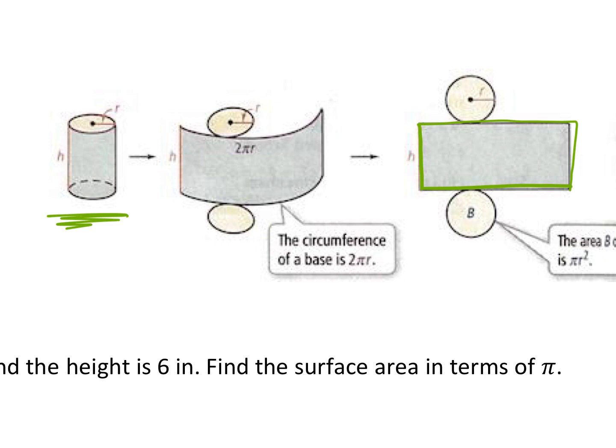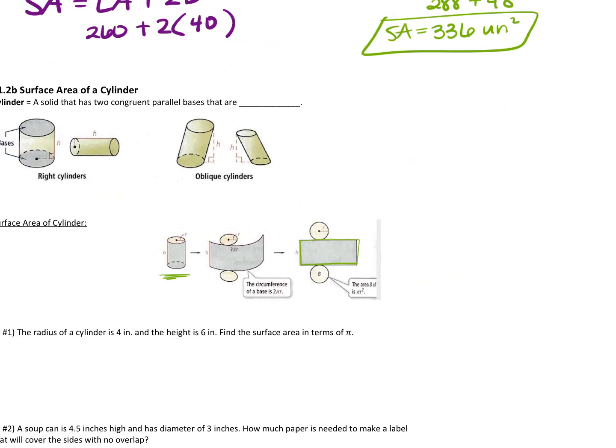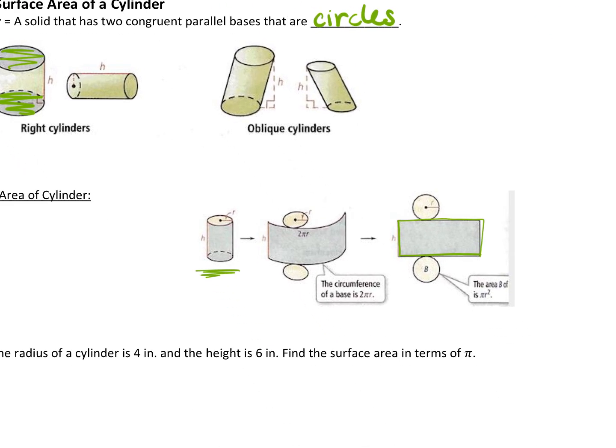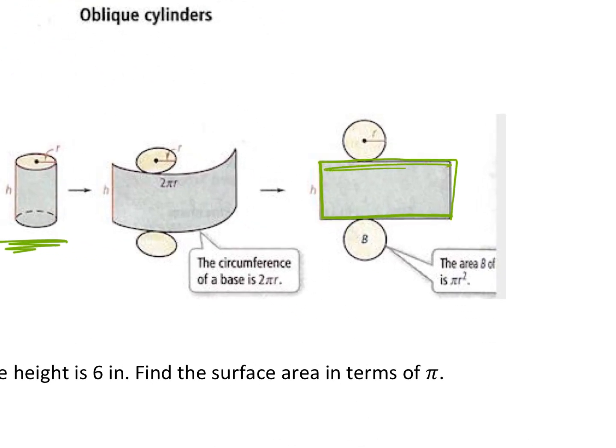If I cut it and open it up, rectangle. Okay? So in a cylinder, you have a solid with two congruent parallel bases that are circles. Okay, so your bases will be circles, but your other part, this part here, is a rectangle.